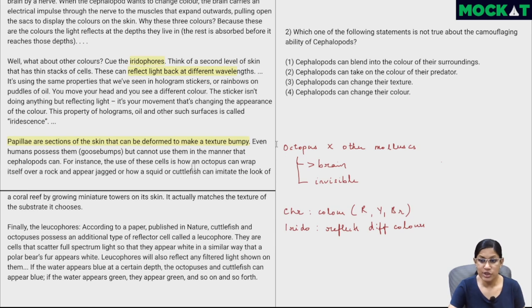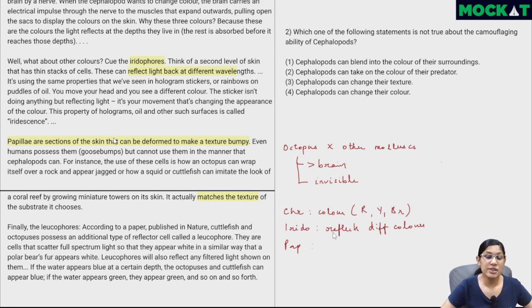For instance, the use of these cells is how an octopus can wrap itself over a rock and appear jagged, or how a squid or cuttlefish can imitate the look of a coral reef by growing miniature towers on its skin. It actually matches the texture of the substrate it chooses. So what papillae are doing is, they are able to change the texture of the skin itself so that it matches whatever is around them.